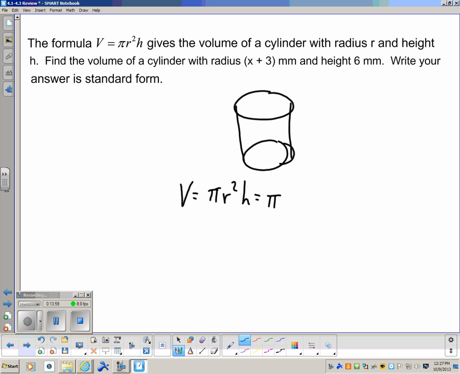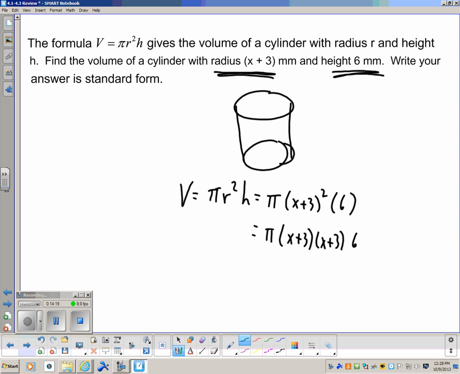The radius in this problem is x plus 3, so I'm going to substitute x plus 3 in for r. And then it has a height of 6 meters, so I'm going to put 6 in for the height. I'm going to leave pi alone. x plus 3 squared is x plus 3 times x plus 3, and then times 6. So I'm just going to FOIL this out. I'm going to put the 6 pi out here in front. If I FOIL that out, I get x squared plus 3x plus 3x plus 9. Combine my middle terms, and I get x squared plus 6x plus 9. So there we have it. That's the volume of that cylinder.